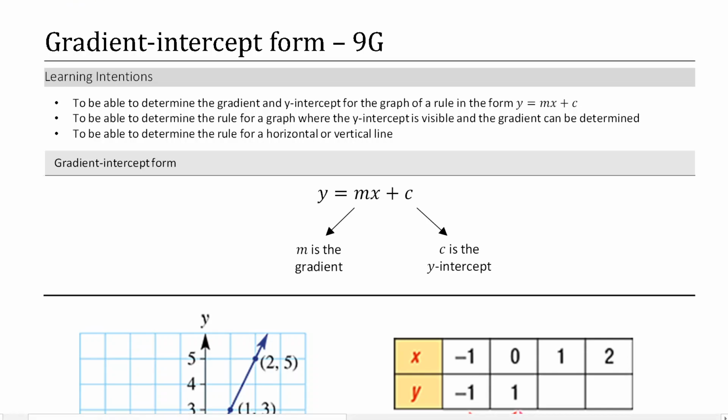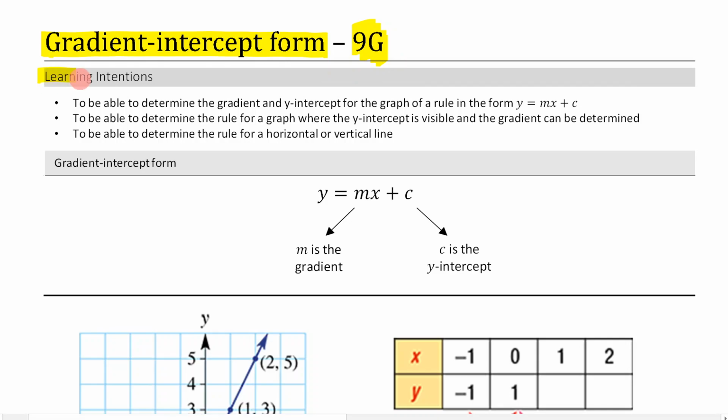Welcome. In this lesson, we're going to be talking about the gradient-intercept form, and this is exercise 9G. This is a very important lesson where we're really going to be summarizing everything that we've seen thus far in this unit. We're going to be talking about gradient. We're going to be talking about intercepts. We're going to be talking about the two components of a linear rule. Very, very important stuff. I need your full attention.